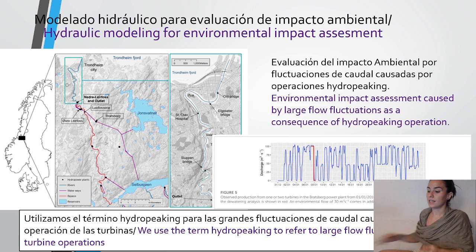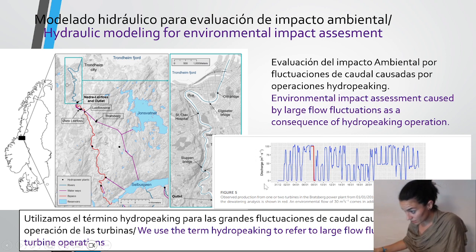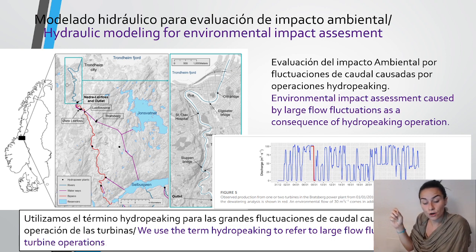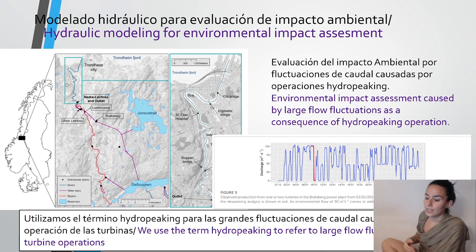And why is that? In this picture you can see the discharge throughout a month or so, and you can see there are very high fluctuations going from 0 to 100 cubic meters per second because they turn the turbines on and off depending on the needs of the energy system. So that creates an impact in the river. Let's talk a bit about the system.